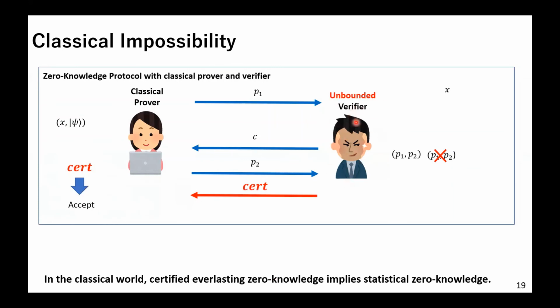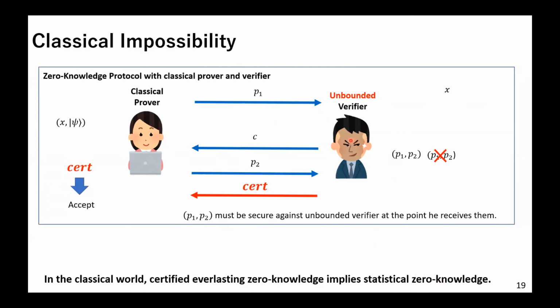And even so, he cannot obtain information beyond the fact that the instance X is a yes instance. On the other hand, an unbounded malicious verifier can access P1, P2. So these must be secure against an unbounded verifier. So in the classical world, certified everlasting zero knowledge implies statistical zero knowledge.